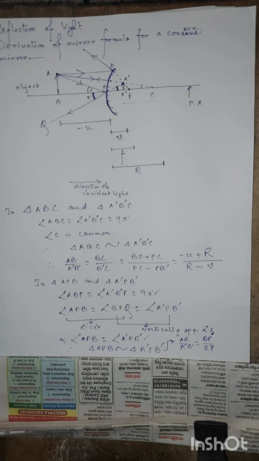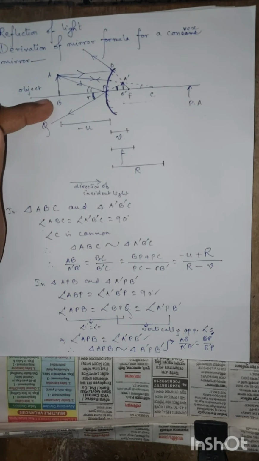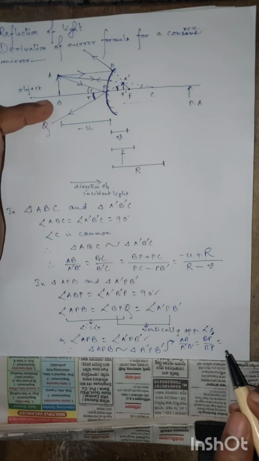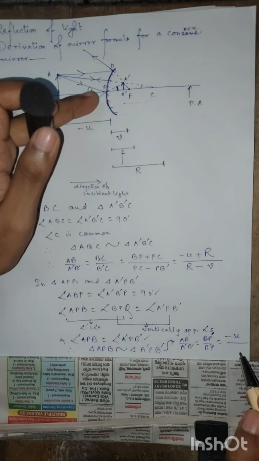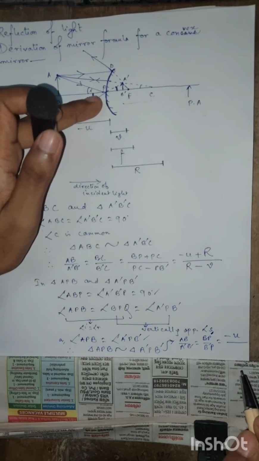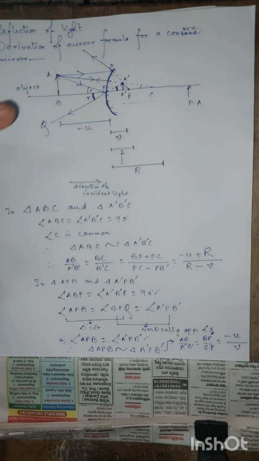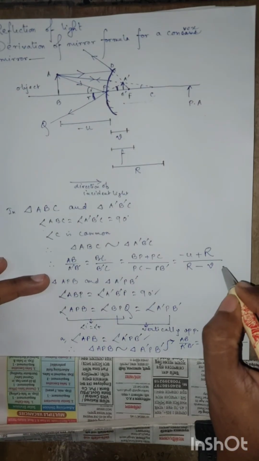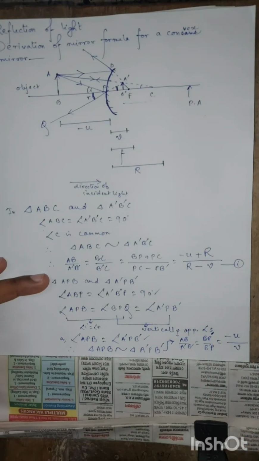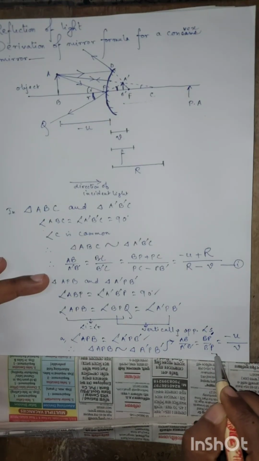So BP is our object distance, which is minus u, and B dashed P is our image distance, which is plus v. Now this is our relation 1, this is our relation 2.